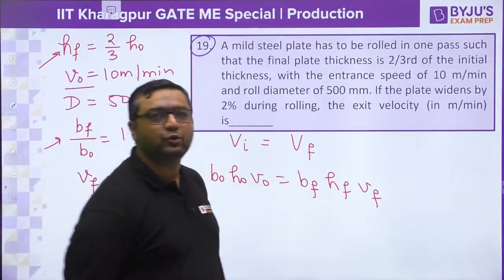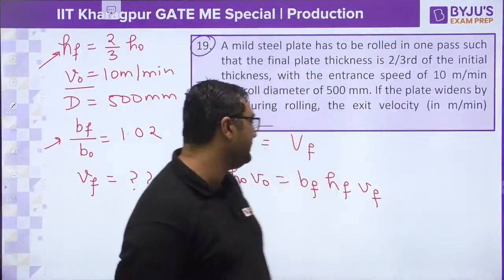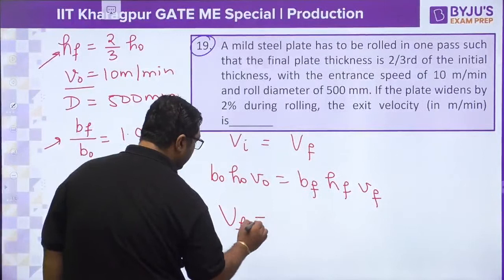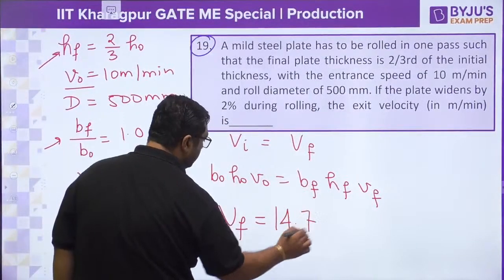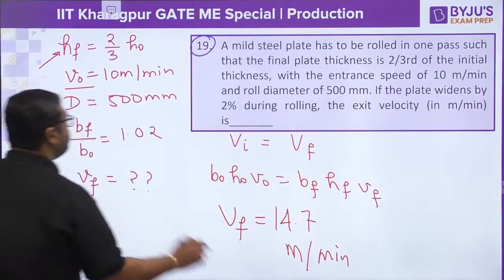Yes, in bar question repeat from GATE. Kishan 14.7. Yes guys, the answer will be 14.7. You just need to put all the values, you will get 14.7. This is correct.